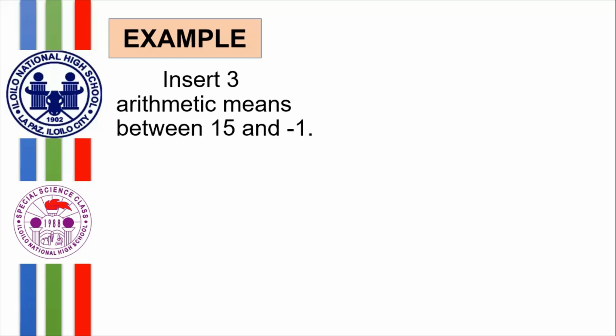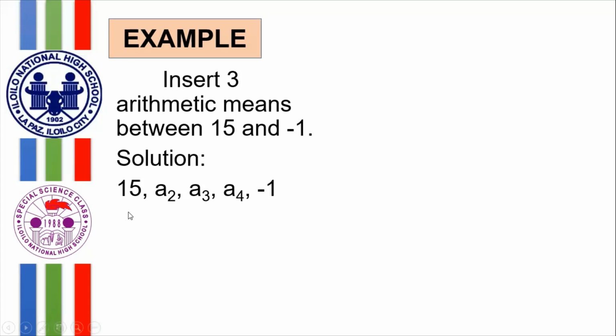Insert 3 arithmetic means between 15 and negative 1. So since I mentioned 15 first, then it's understood that 15 is the first term and negative 1 is the last term. So for the solution of this, we will be putting 3 arithmetic means between 15 and negative 1. So it would look this way. And these are the 3 arithmetic means.